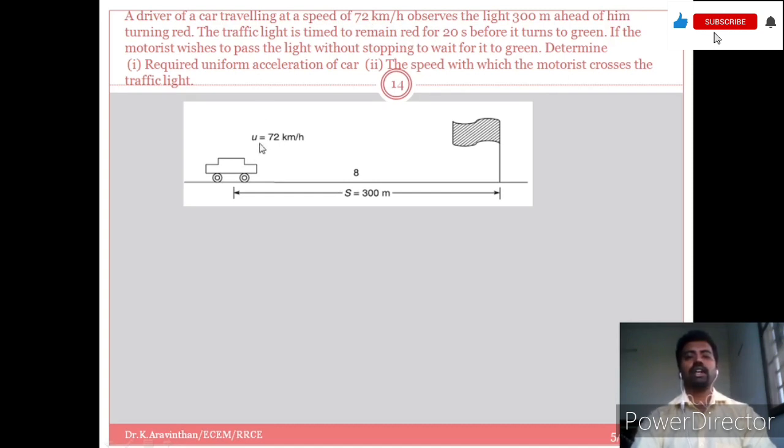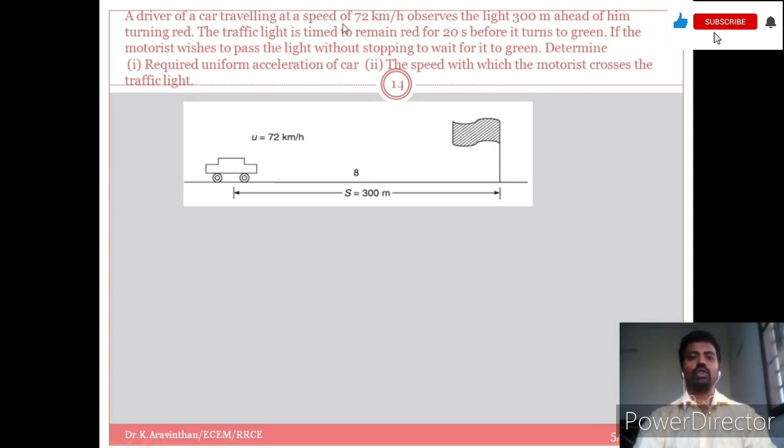A car is traveling at a speed of 72 km per hour. This car observes the light 300 meter ahead of him turning red. So there is a post here, and he has to cross 300 meter to the signal. The requirement here is, if the motorist wishes to pass the light without stopping to wait for it to turn green, you have to quickly pass this distance in order to cross the signal.